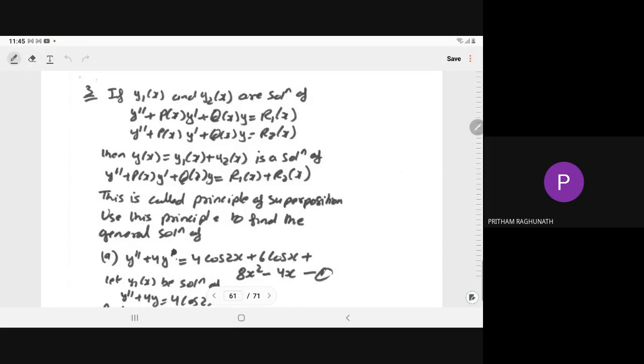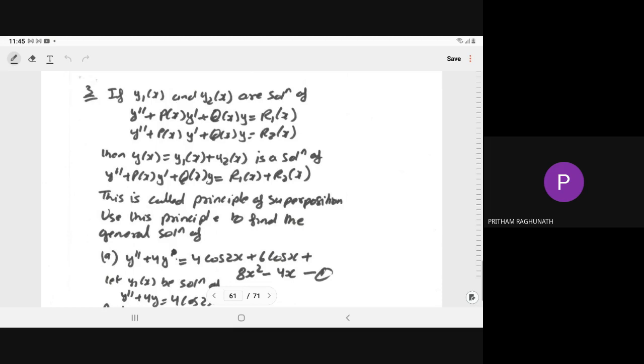Then in question number 3, they have explained one principle known as the principle of superposition. If y1 and y2 are solutions of the given equations y'' + p(x)y' + q(x)y = r1(x) and y'' + p(x)y' + q(x)y = r2(x) respectively, then y = y1 + y2 is a solution of y'' + p(x)y' + q(x)y = r1(x) + r2(x).